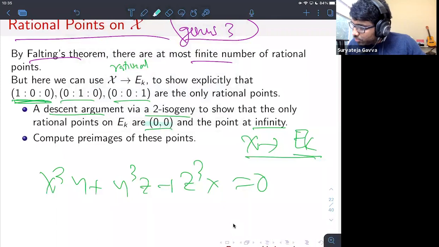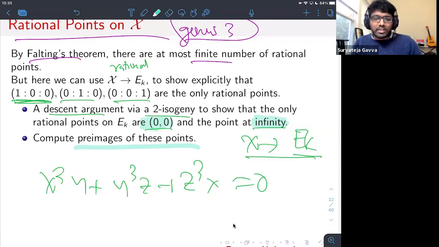So the only rational points on the elliptic curve are these specific points, and we saw that every rational point on our Klein quartic maps to these 2 points, because as I said, rational points map to rational points. That means that to compute all our rational points, you have to just compute the pre-images of these points. Once you have the map explicitly, we can just compute the pre-images.